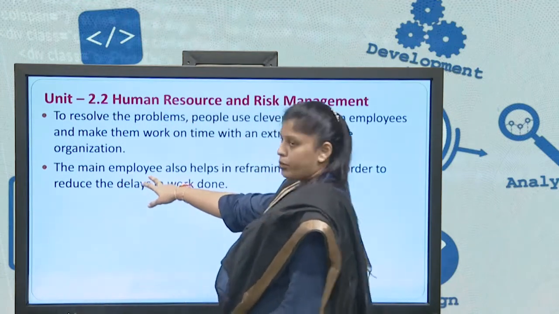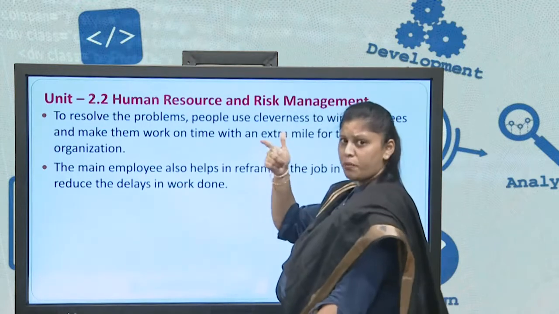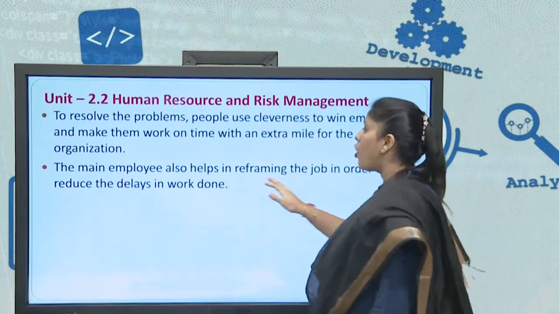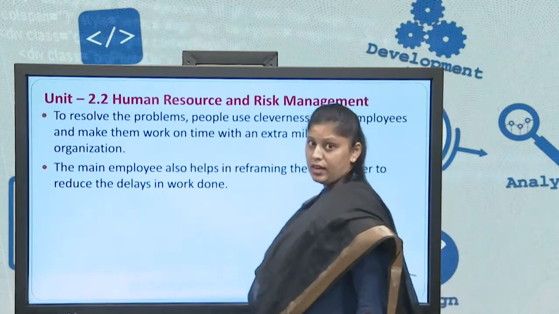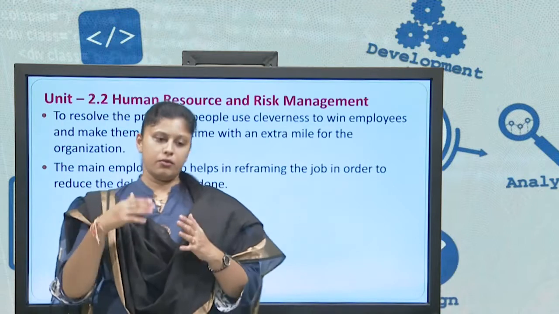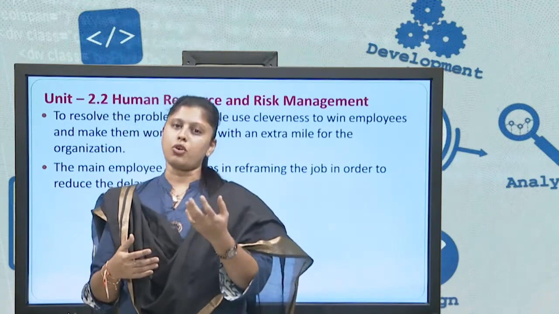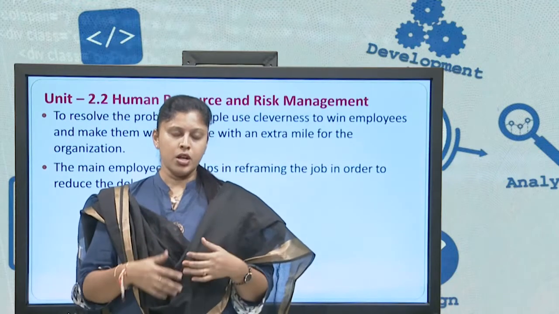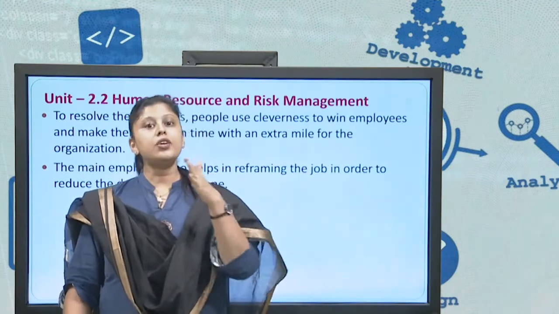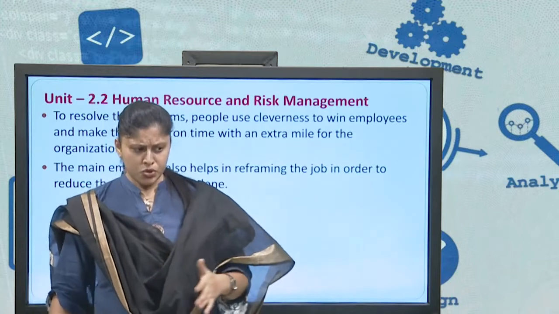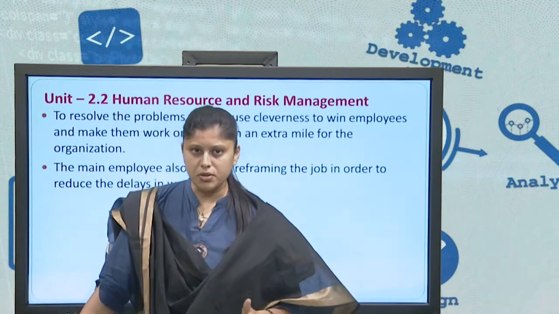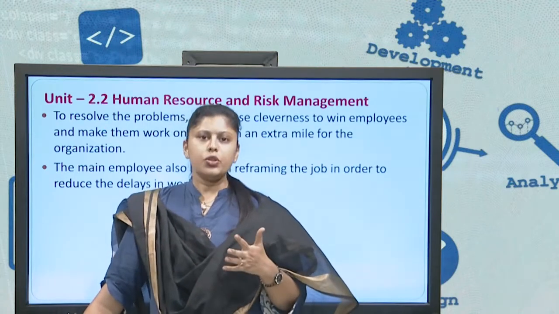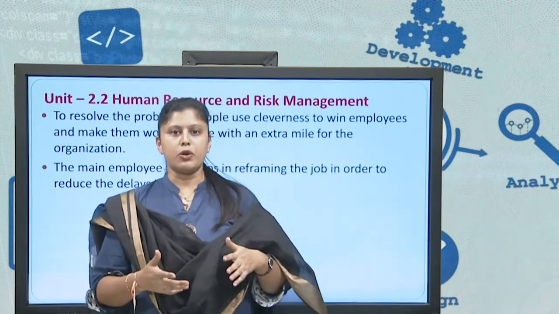The main employee, who is the first topmost management, also helps in reframing the job in order to reduce the delays in work done. Because there is a shortage of employees or maybe certain employees are refusing to work more, right, that will lead to delay in your project. So you won't be able to complete your project on time. To avoid that delay of the project, they reframe the job responsibilities.